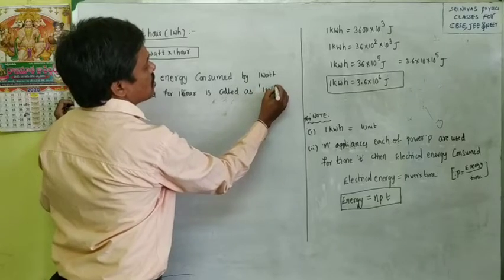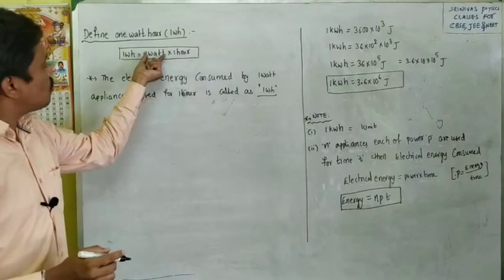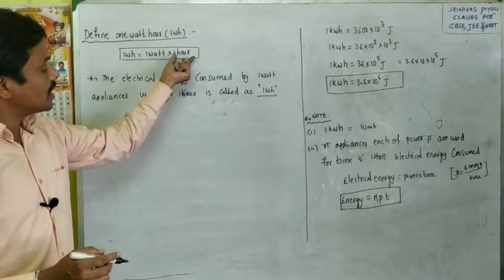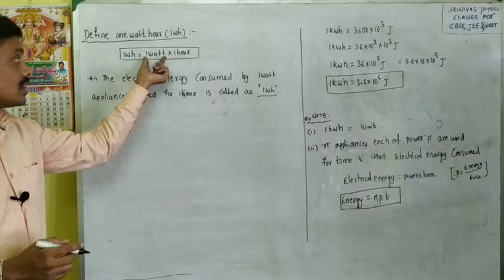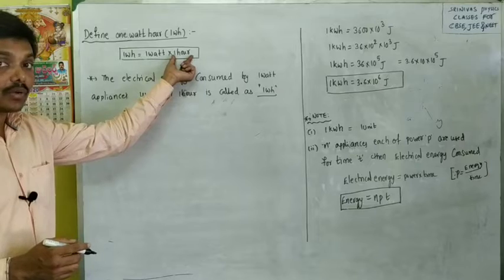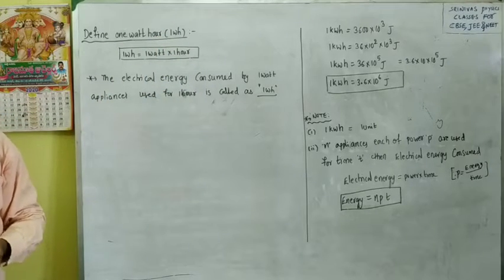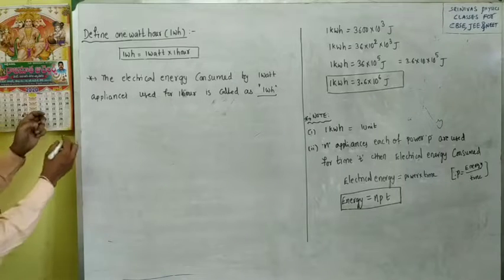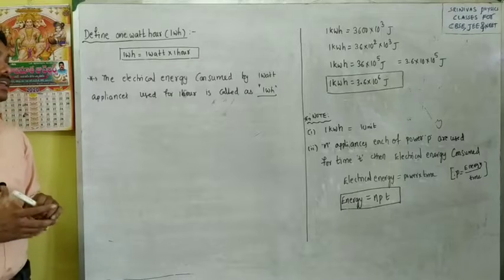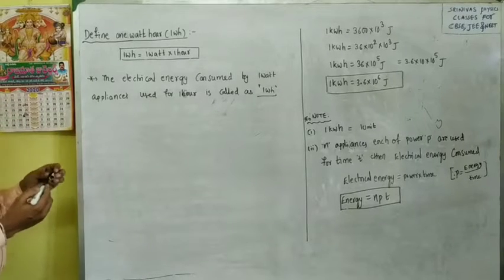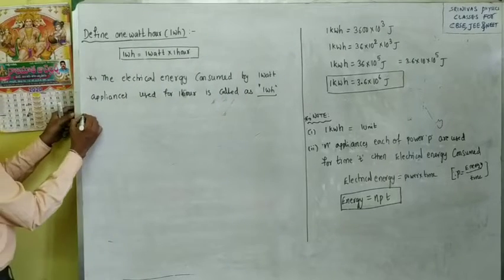1 watt hour is the energy consumed by a 1 watt appliance in 1 hour. If a 1 watt bulb is used for 1 hour, then the energy consumed is equal to 1 watt hour. Energy is equal to watt hour, power into time, right? And let us see next. I am going to explain one more topic, that is the heating effect of electric current. The next topic is the heating effect of electric current.